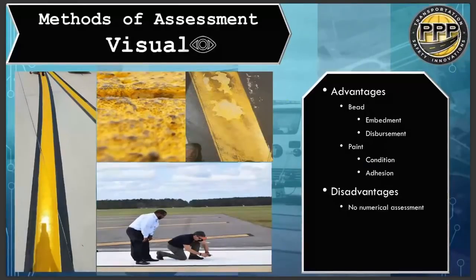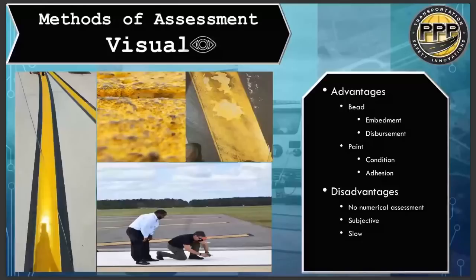Next is disadvantages, which is that there's no numerical assessment taking place here. So it's extremely subjective in your inspection. And it's slow when you're trying to get a close view. It can be fast if you're driving down the runway in a car with the headlights on. That's pretty quick, but normally if you want a real good look and you're looking at embedment, dispersement, and condition and so forth, it's a pretty slow process.